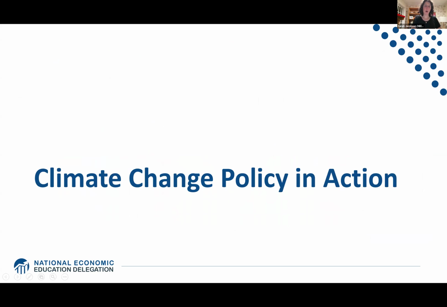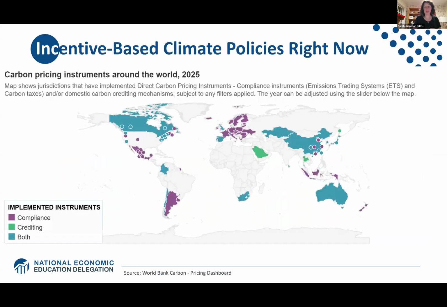All right. So there's a lot of policies in place all over the world already. This is a map just of the incentive-based policies that economists love so much. And so you can see that, and if you ever want to look at the policies, you can actually just Google World Bank Carbon Pricing Dashboard. You can click on any of these and see what's going on.